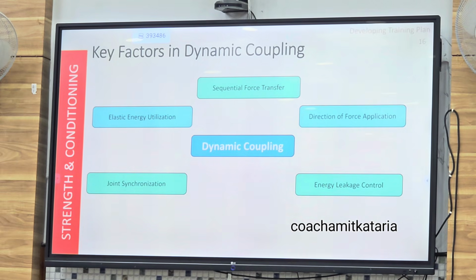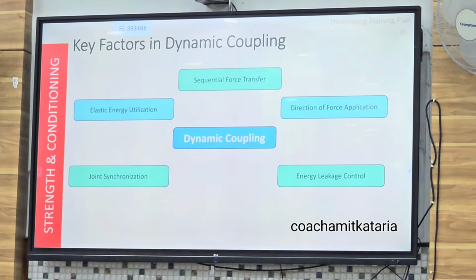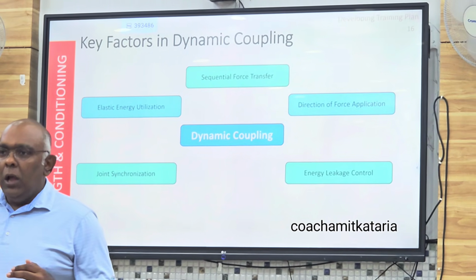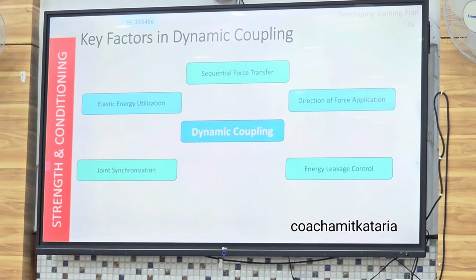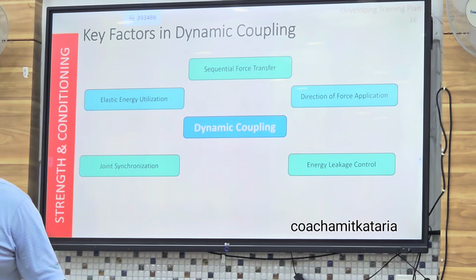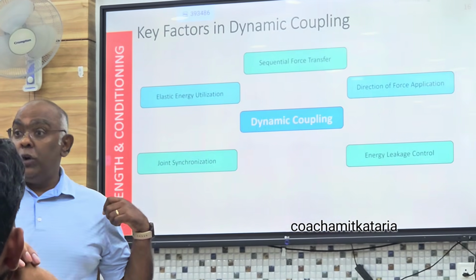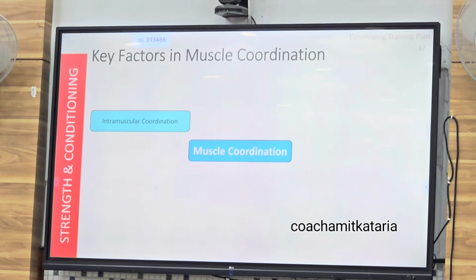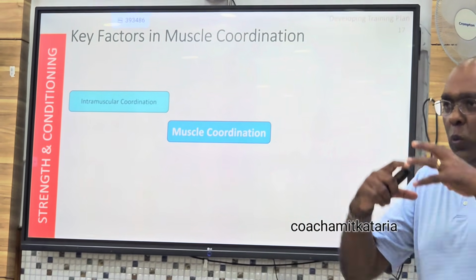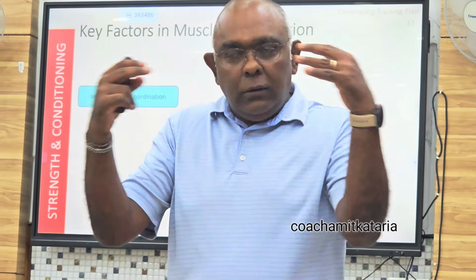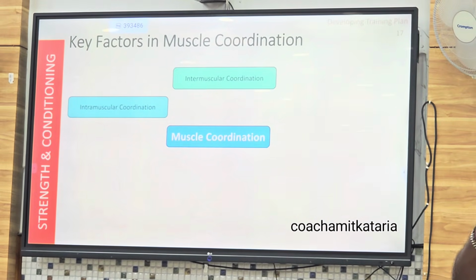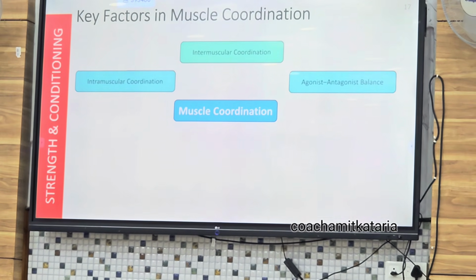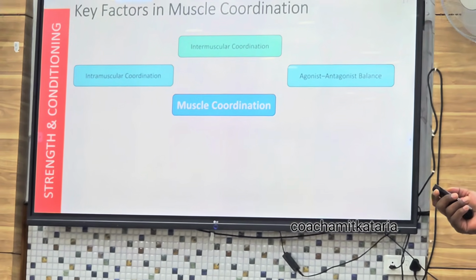And then energy leakage control. What do I mean by energy leakage? When I'm doing a force, when I'm running, am I going to run this way? No, my hip is going to do this, my shoulder is going to do this, and I'm controlling. Then we have intramuscular coordination, within the muscle, how they talk to each other, how they talk to other muscles. Agonist-antagonist balance, quadriceps versus hamstring.